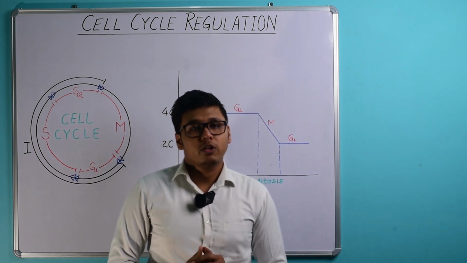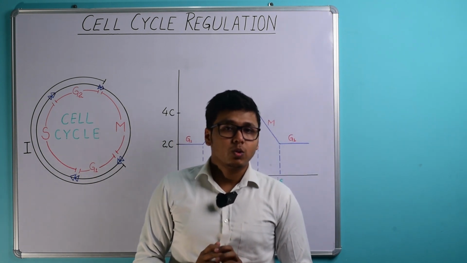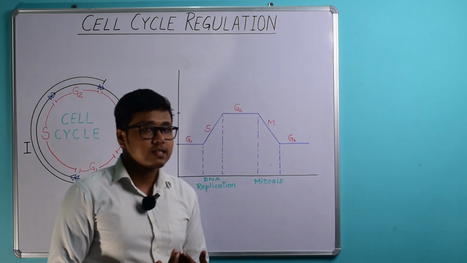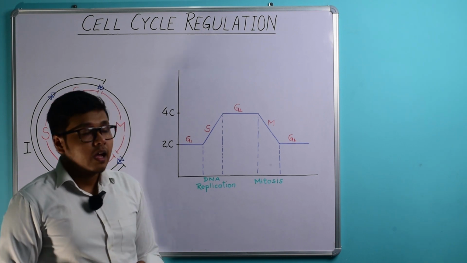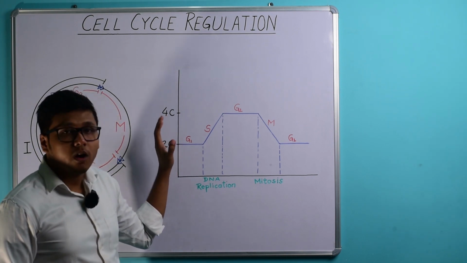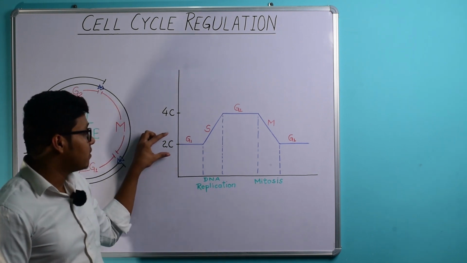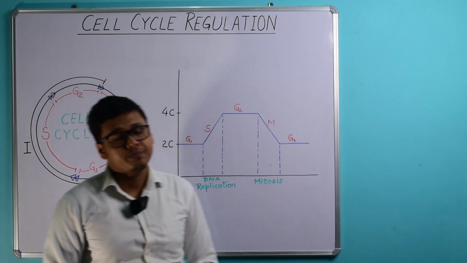From the examination point of view, it is very important to know the amount of DNA at different phases of cell cycle, and it can be understood with the help of this graph. But before coming to this graph, we have to understand what is C value.